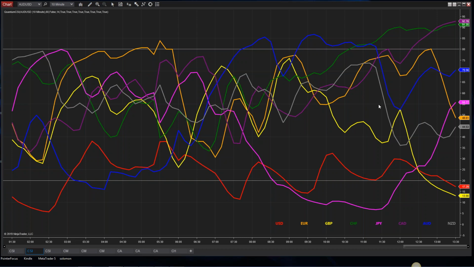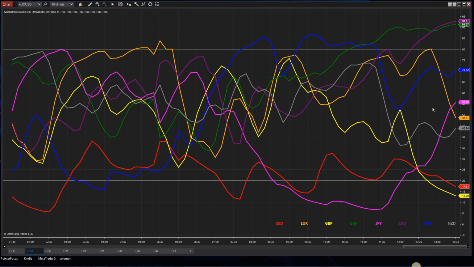So this is what you're looking for the whole time. Now, when you start to see crosses developing, this is where you might jump in as a trend trader, for example. You've got the euro falling, you've got the yen rising, they're crossing. So you're going to see a decent trend on that chart. This is on 10 minutes. And so on and so forth.